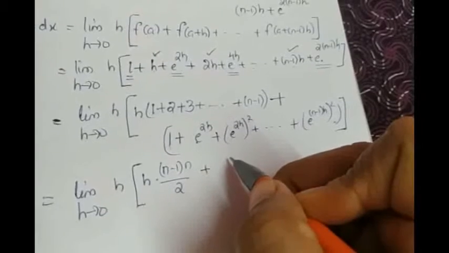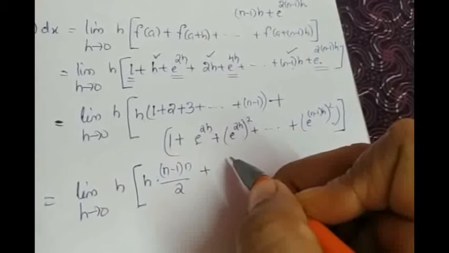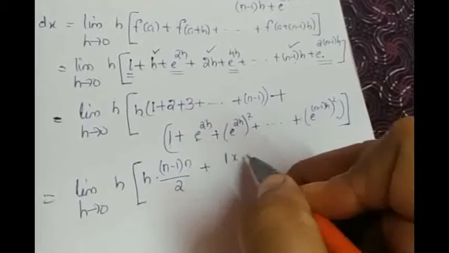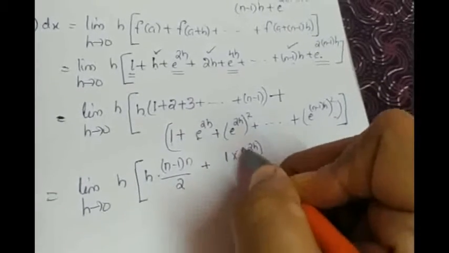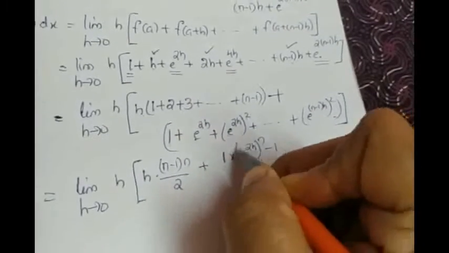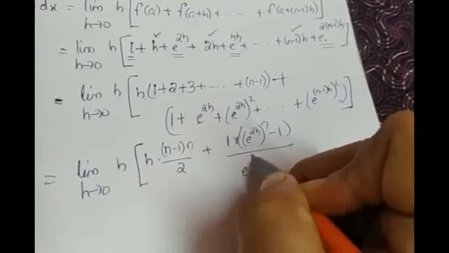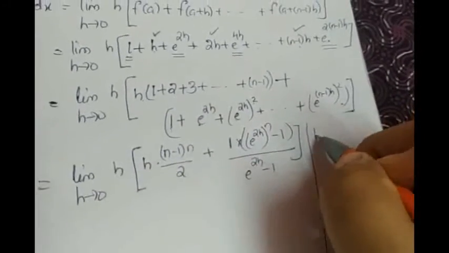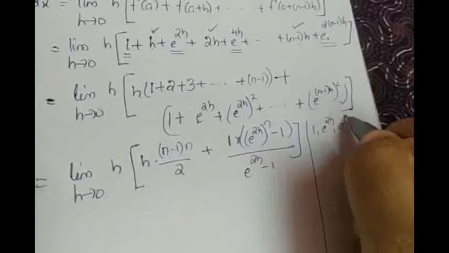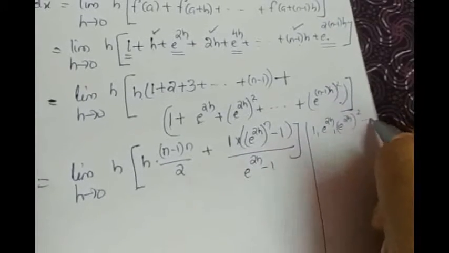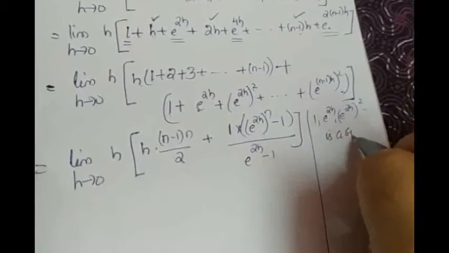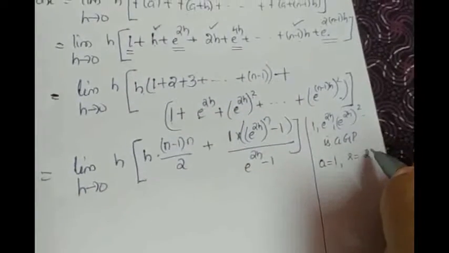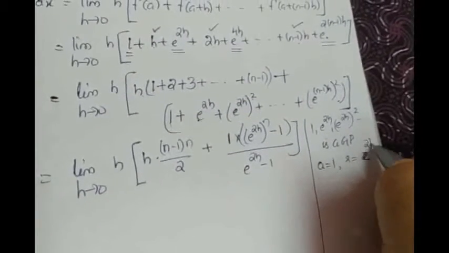So the formula is a into r raised to n minus 1 by r minus 1. So a here is 1 into r is e raised to 2h, the whole raised to n minus 1 by e raised to 2h minus 1. Why? Because 1, e raised to 2h, e raised to 2h the whole square, etc. is a GP with the first term 1 and common ratio e raised to 2h.